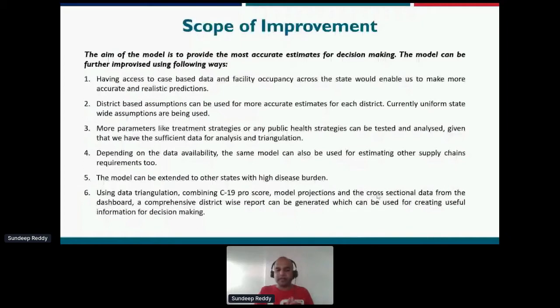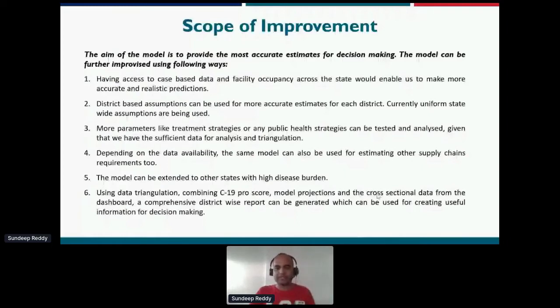Any parameters like medical interventions that are happening were not factored into this model. The government investing more time in rolling out apps like Arogya Setu, or talking about preventions to take, none of it was reflected in the model. And the last one is the triangulation we did of the C19 Pro score, the model projections and different cross-sectional data. It also poses limitations, but it's also an opportunity to bring more parameters into the overall solution. So this is what we have developed in the last 8 months.